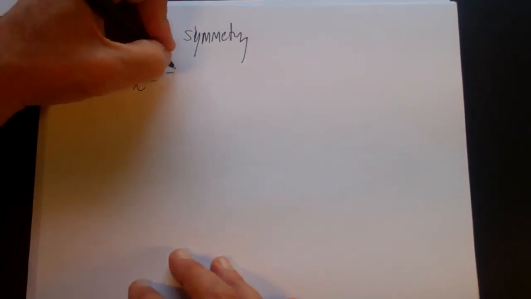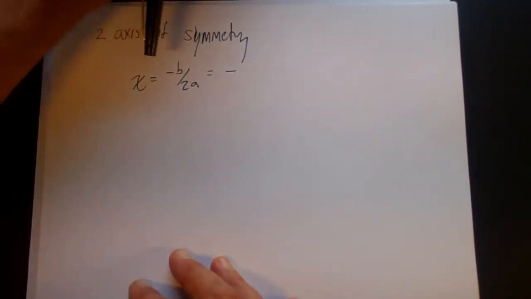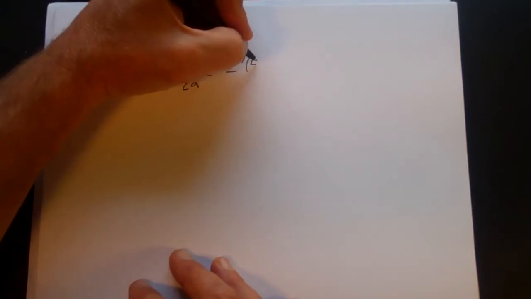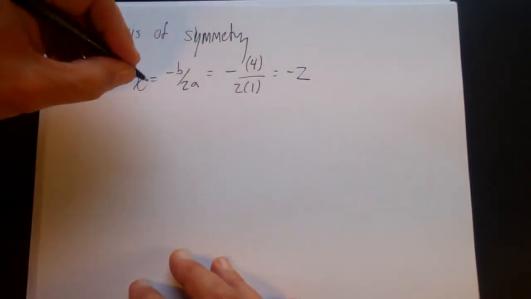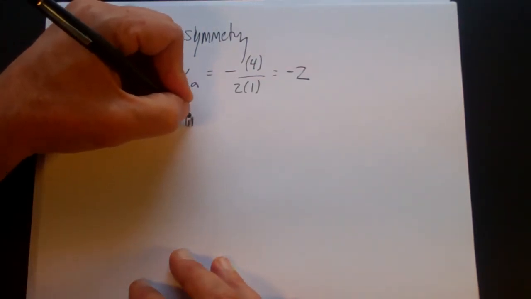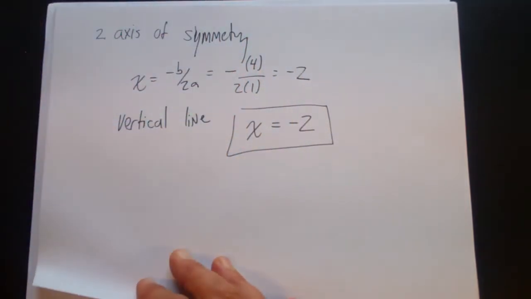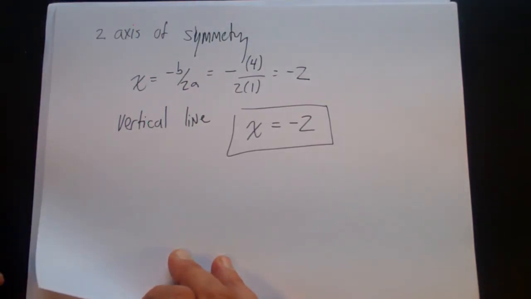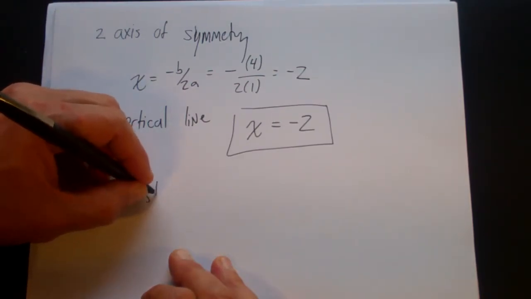is x is equal to minus b over 2a, in this case minus 4 over 2 times 1, or minus 2. And it's a vertical line, and a vertical line always has the formula x is equal to something. In this case, x is equal to minus 2, so that's your axis of symmetry. Your third step will be to construct a table of values.